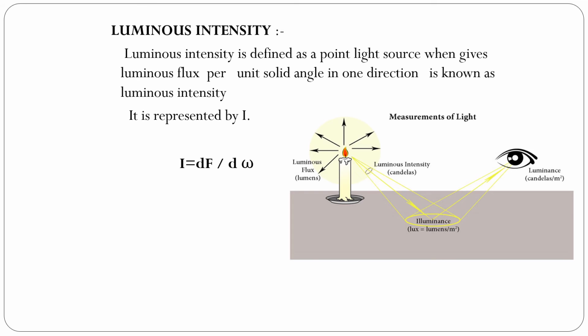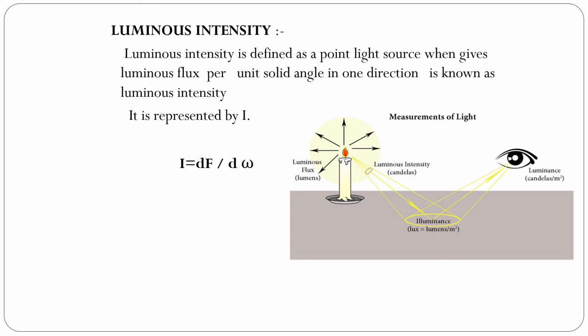Now another definition, luminous intensity. So luminous intensity is defined as a point light source that gives luminous flux per unit solid angle, not plane angle, solid angle, in one direction, and is known as luminous intensity, which is denoted by capital I. So here we can see this is a light source. Here is a candle. This is my working space, this green one. So luminance, which is denoted by lux. This is luminance, this is I.